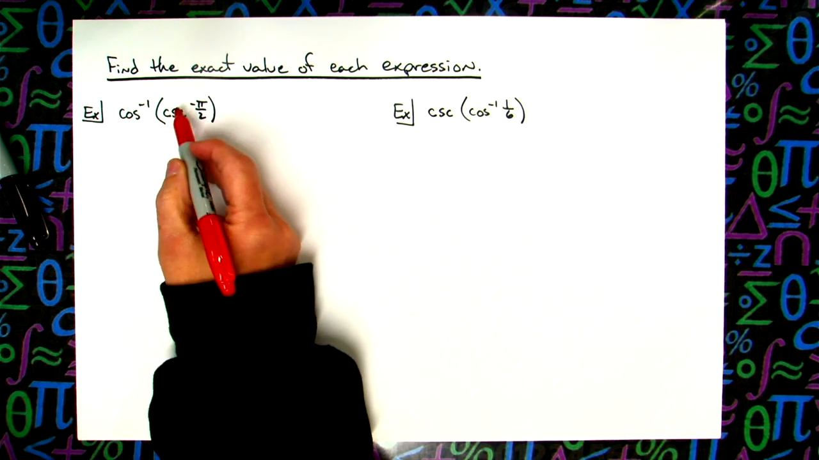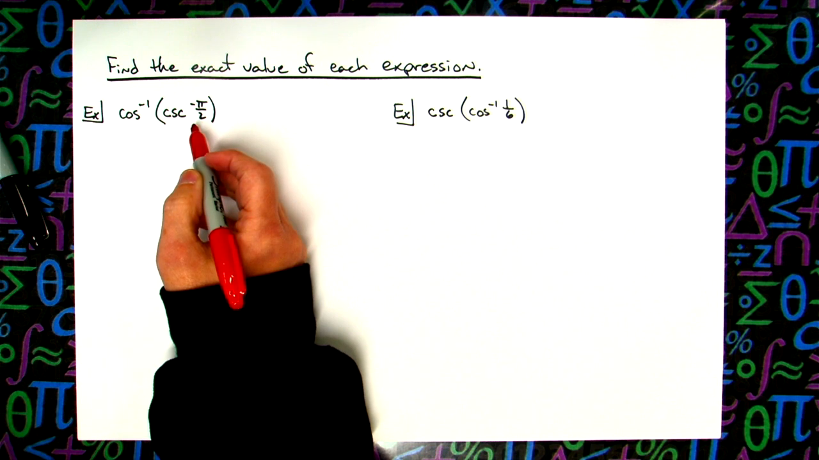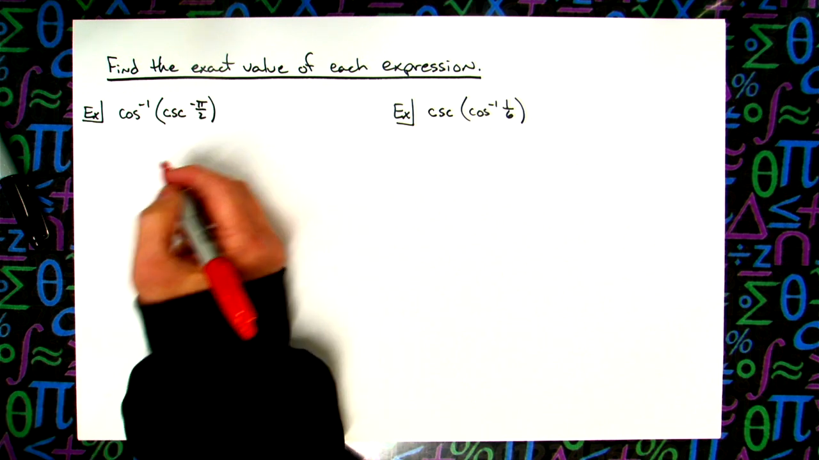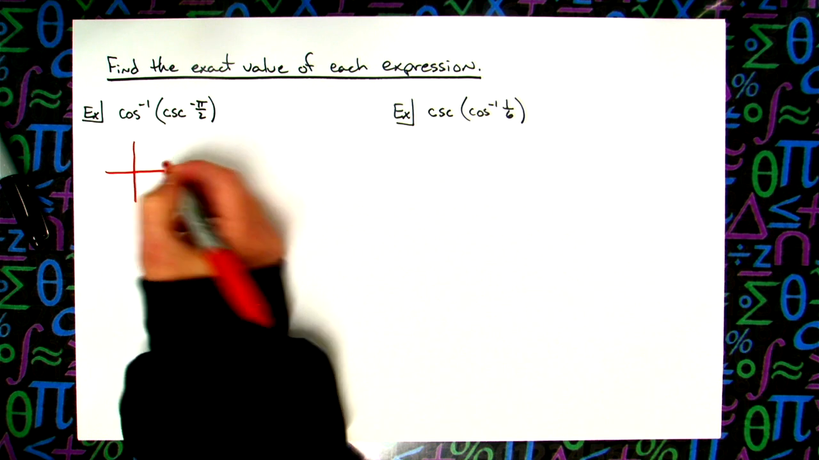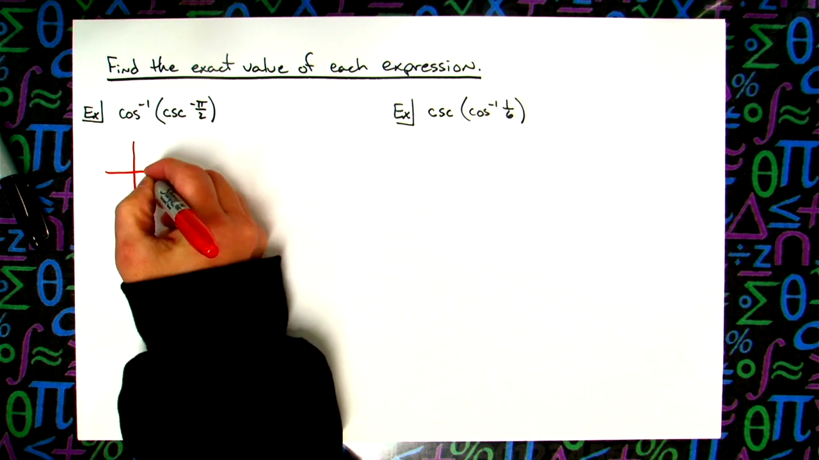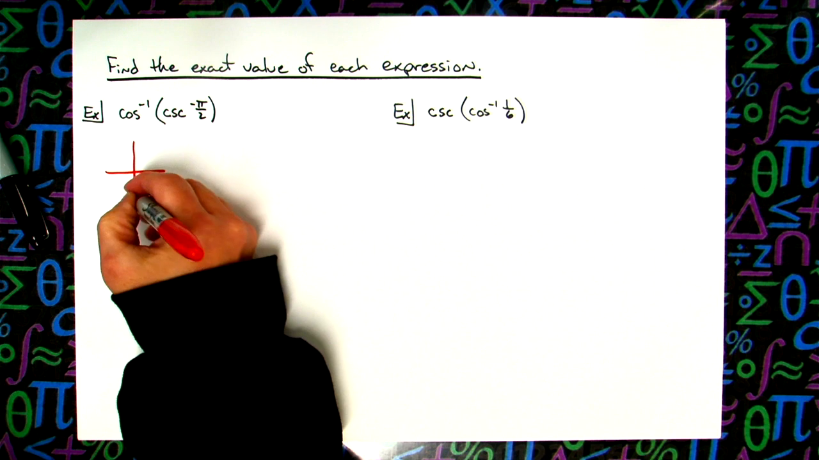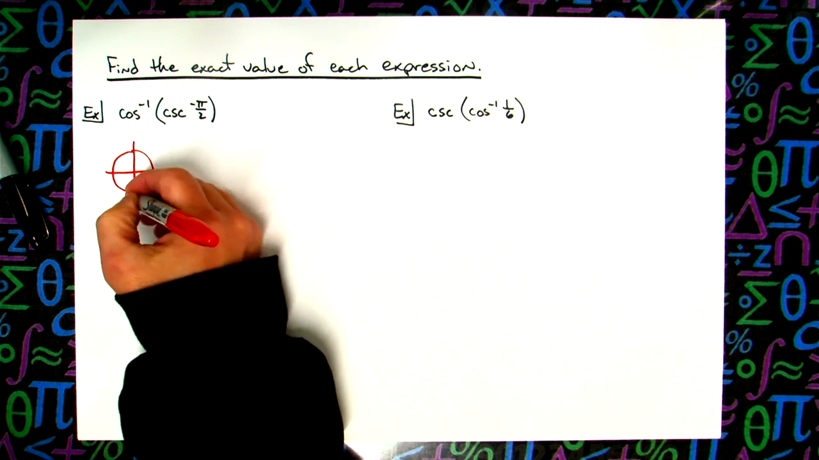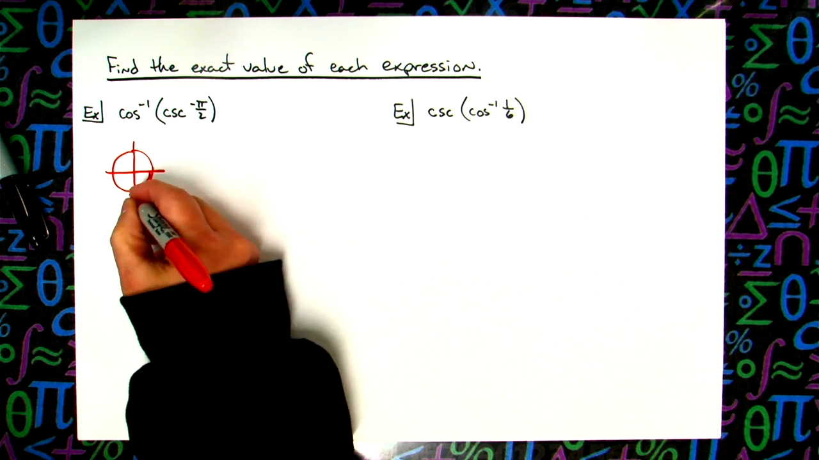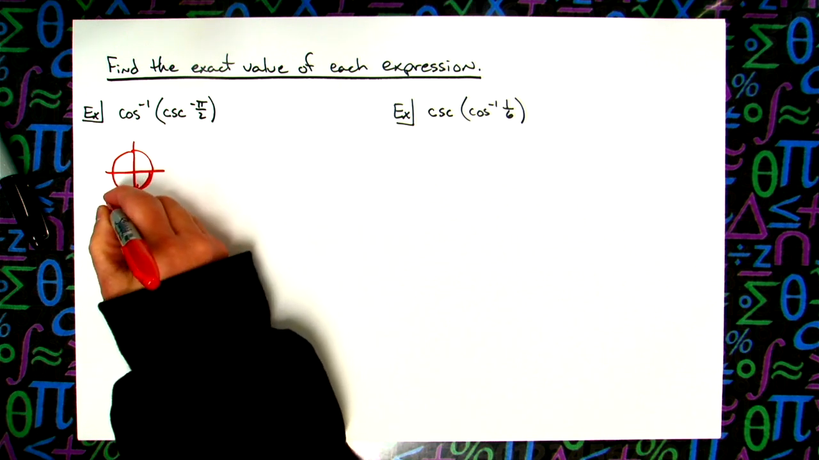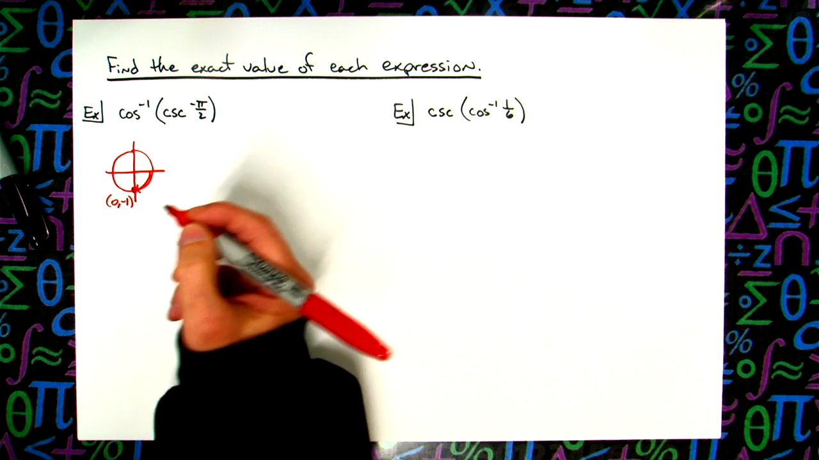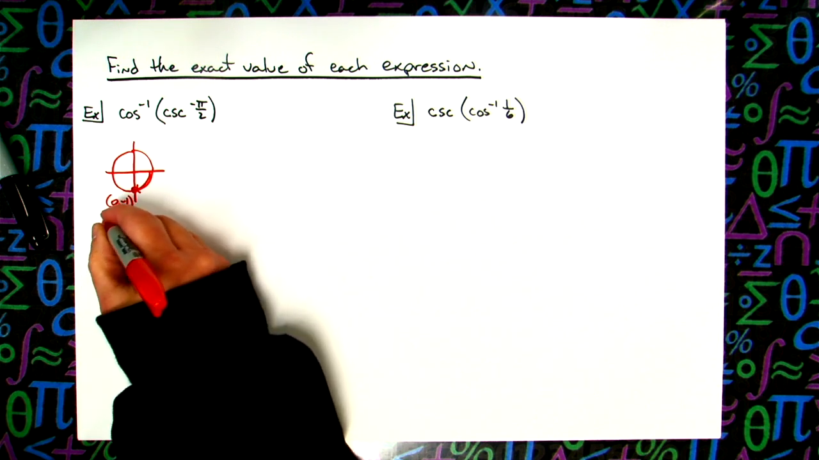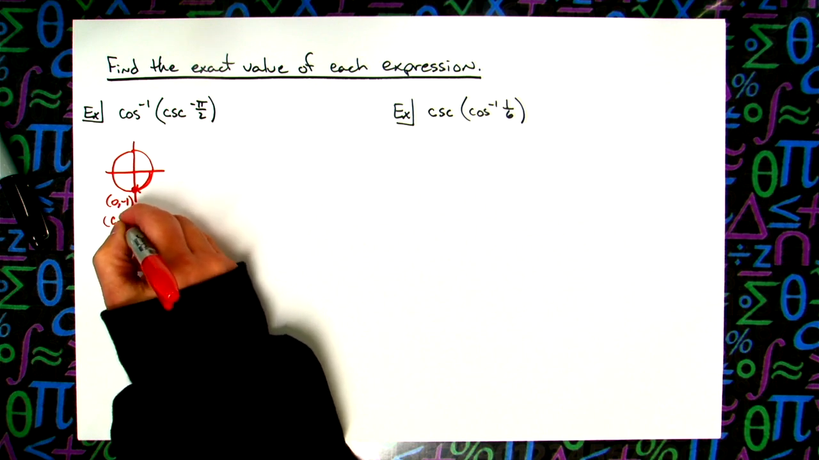When I've got the inside part of this function and it's not an inverse function, then I can just use regular trig and find the value of that. So I'm going to look at my unit circle. Negative pi over 2 is going this way around the unit circle, counterclockwise, to this location. The ordered pair that corresponds to that is (0, -1). We know that the first coordinate is the cosine and the second one is the sine.